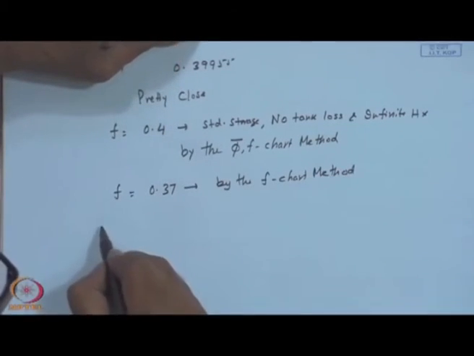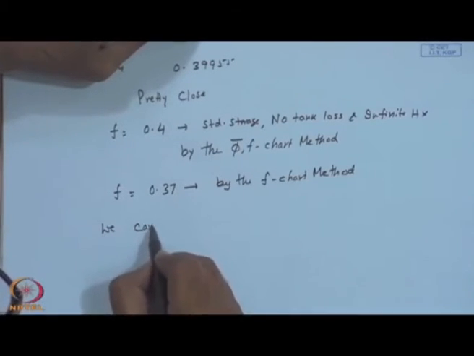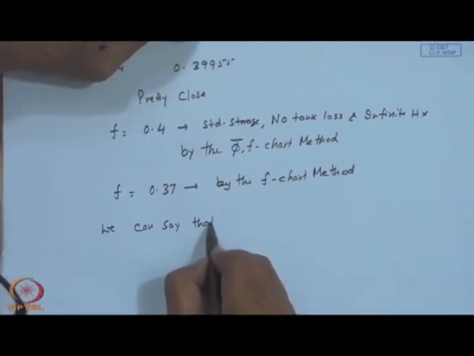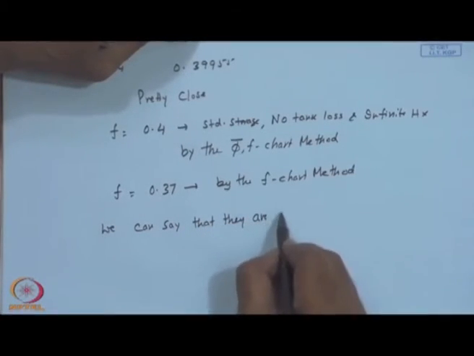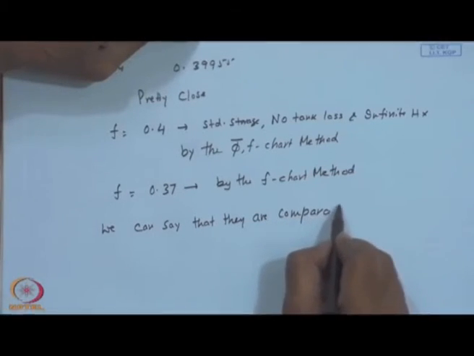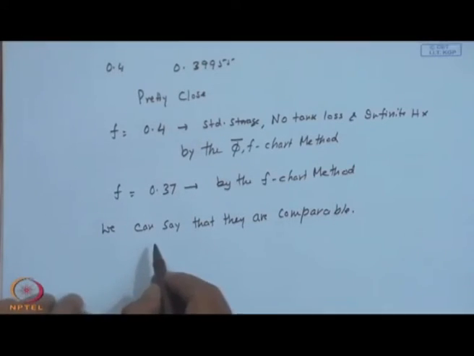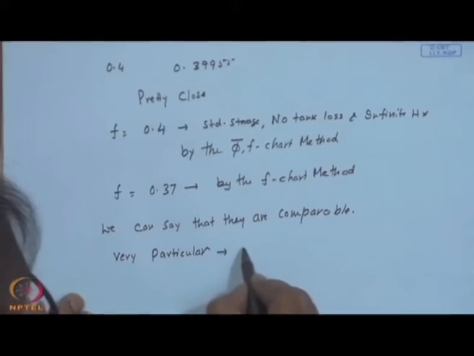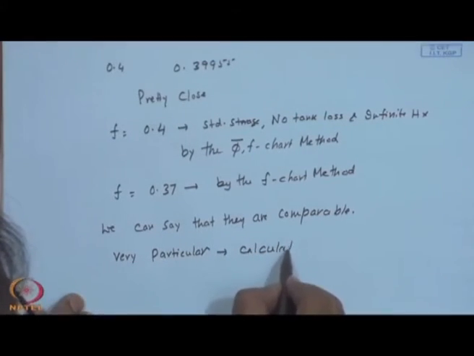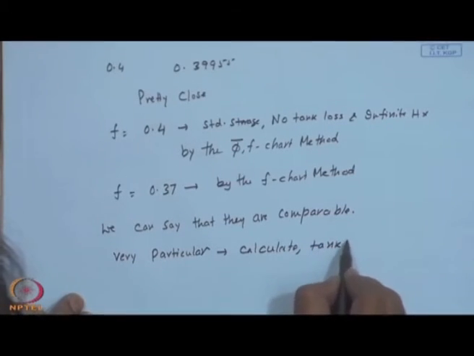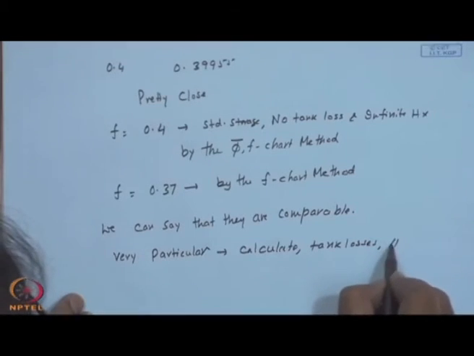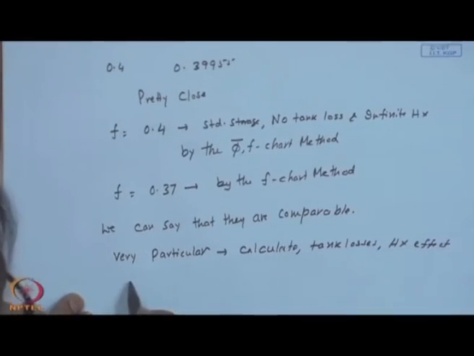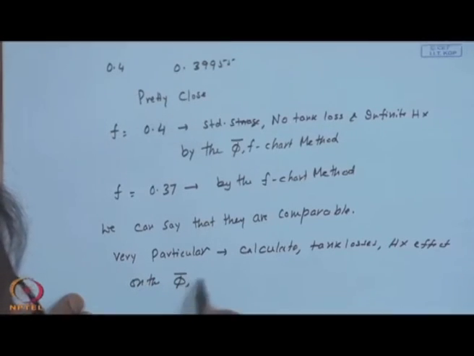Even these values we can say that they are comparable, and if we want to be very particular, we can calculate tank losses and Hx effect on the phi bar f chart calculation, right.